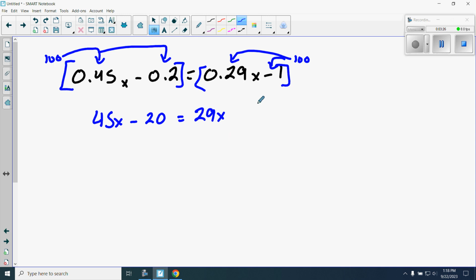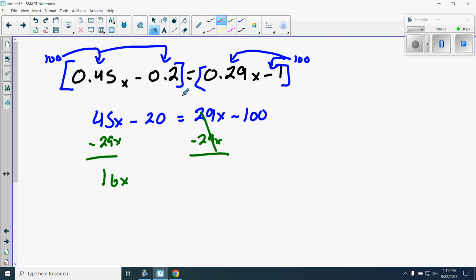Don't forget about that 1. 1 times 100 is 100. Here again, no decimals. Don't have to worry about my rules. I just need to now go solve that problem. So as you can see, my left side simplified, my right side simplified. I'm going to subtract 29x from both sides. When I subtract 29x, make sure the x goes with it. I'm going to get no x's over here. On this side, I'm going to get 16 x's.